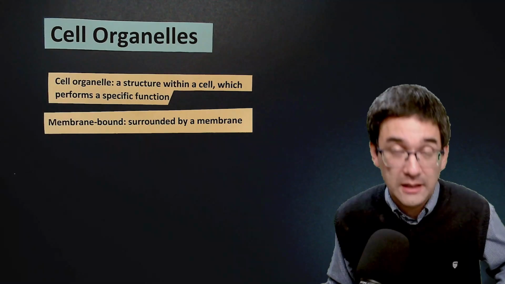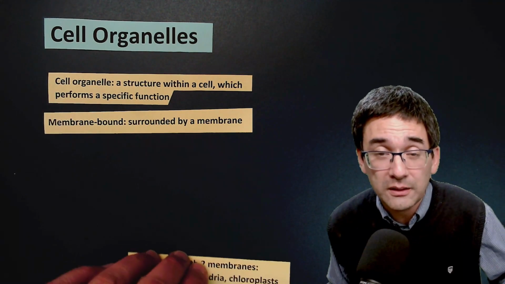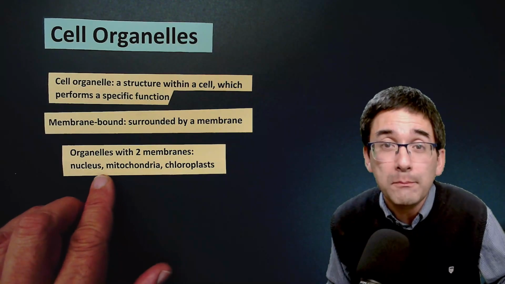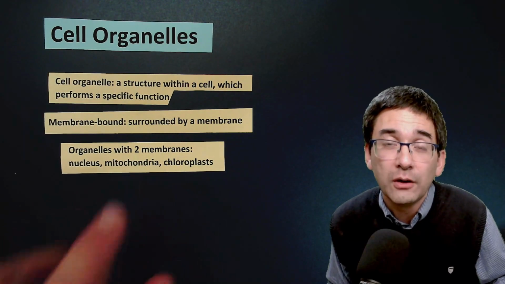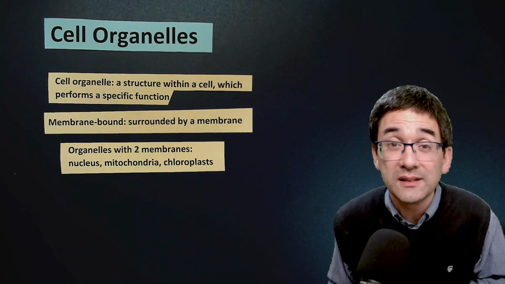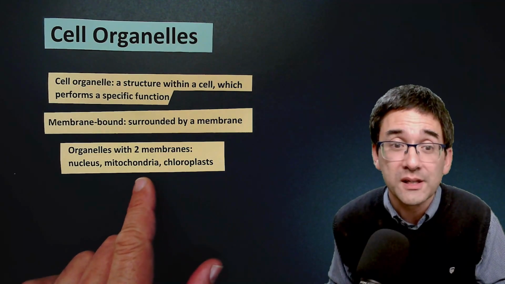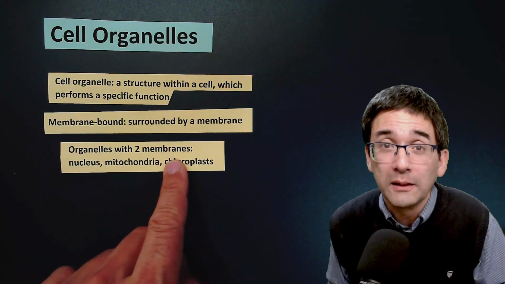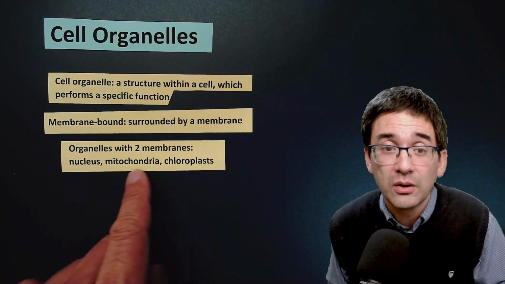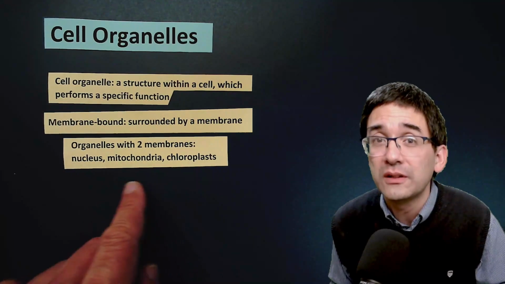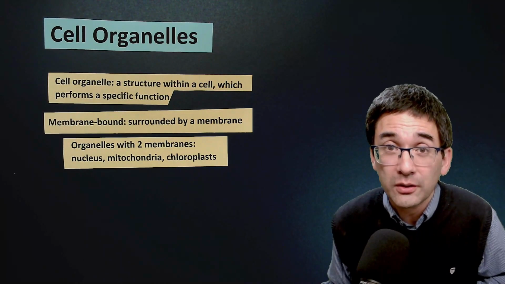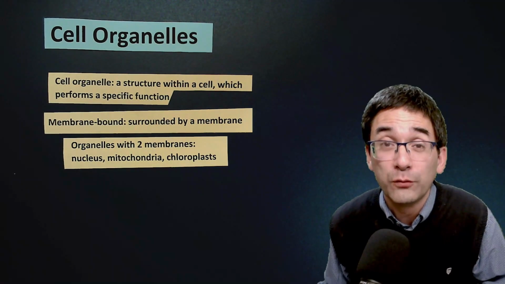Okay. When we look at the membrane bound cell organelles, different ones differ depending on the number of membranes that they have. There are three important cell organelles that have a double membrane, two membranes: the nucleus, the mitochondria, and also the chloroplasts. These are the three important cell organelles with a double membrane, and all of the other cell organelles that you have only have one membrane.